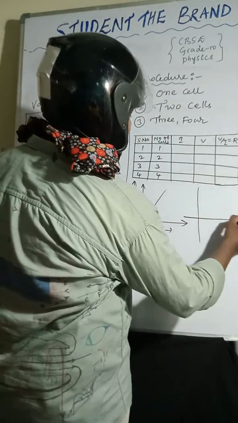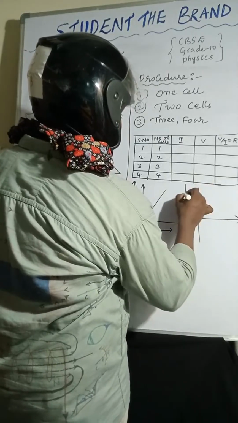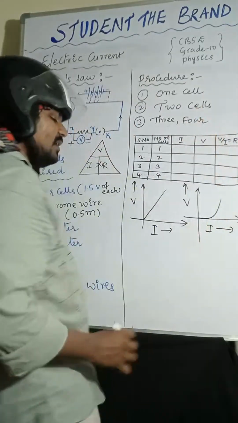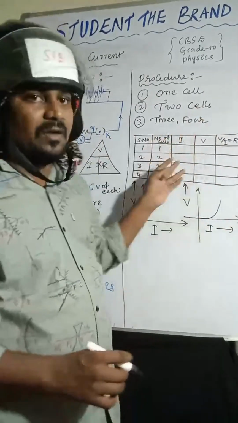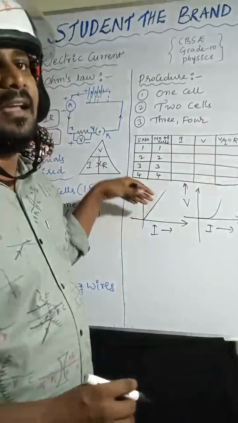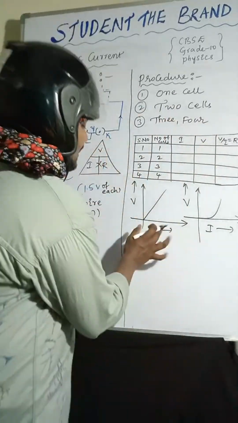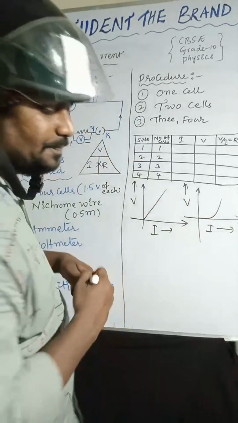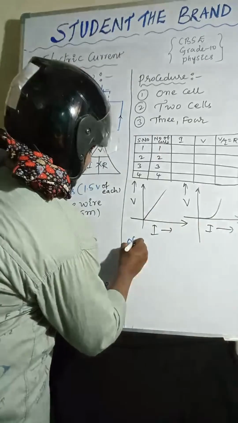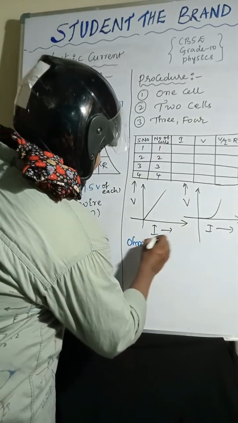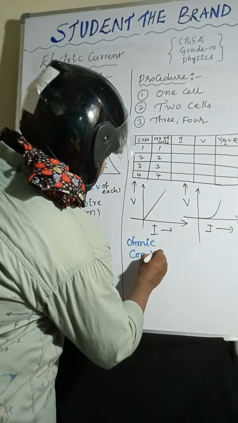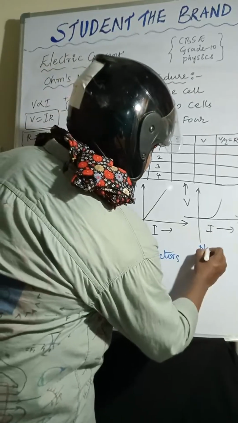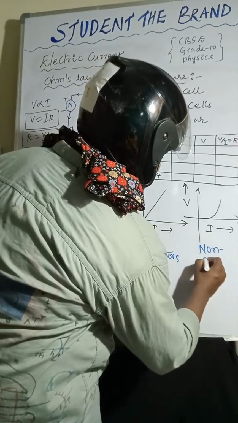So one more, V on the y-axis, I on the x-axis. The graph is a curve. So it is not linear, it will be a curve. This is for an ohmic conductor, and this is for a non-ohmic conductor. Ohmic conductors means the conductors which obey Ohm's law. Ohmic conductors and non-ohmic conductors.